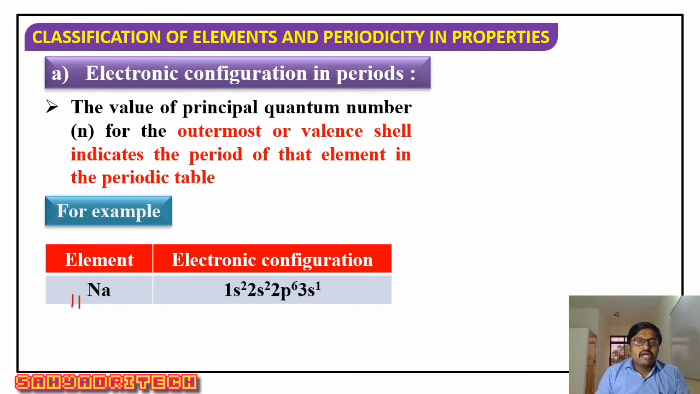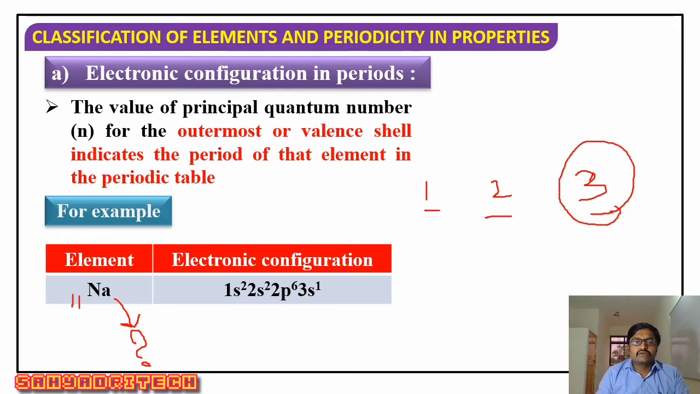Now here I want to find out which period sodium belongs to. To find that, we have to look for the outermost principal quantum number, that is for the outermost or I can say valence shell. Here there are three shells, 1, 2, 3. As per the electronic configuration there will be 3 shells, first, second and third. According to the statement, what is the outermost shell here? The third is the outermost shell.